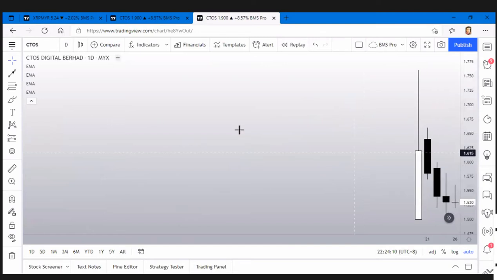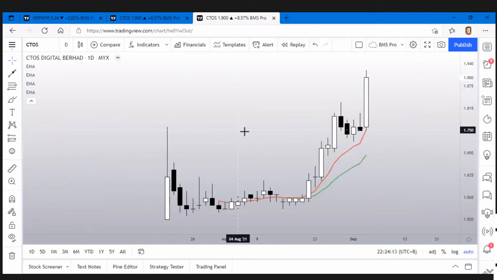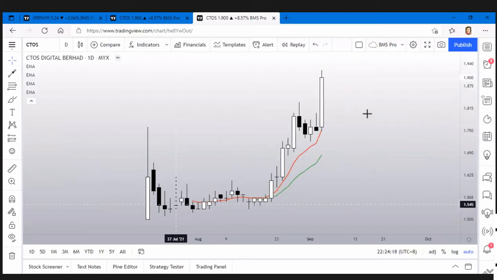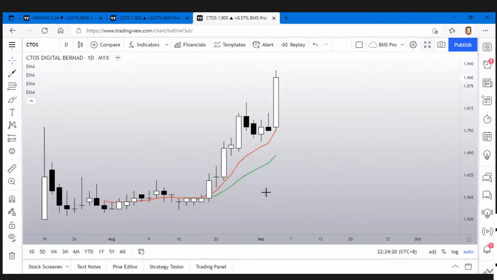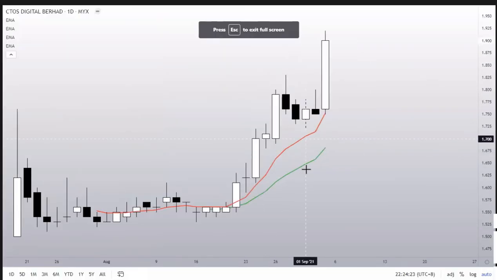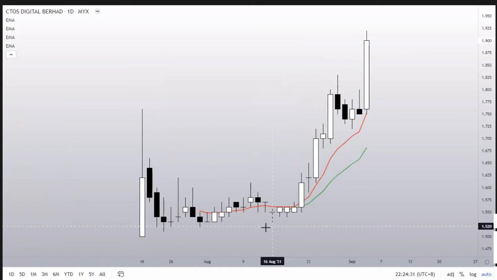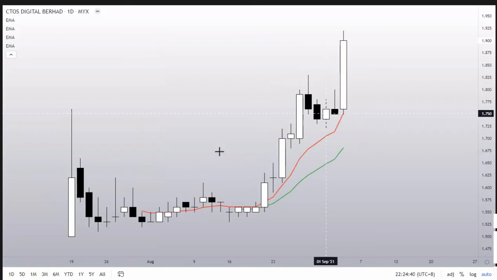An IPO is a new stock, so there's no historical data. That's why if you see the chart for CTOS, you can only see the EMA 9 and the EMA 20, the red and green. The 50 and 200 lines won't appear on the chart because there's not enough 50 to 200 days of historical data to plot the moving average. That's why you cannot see them. So trading CTOS is just based on the flow.